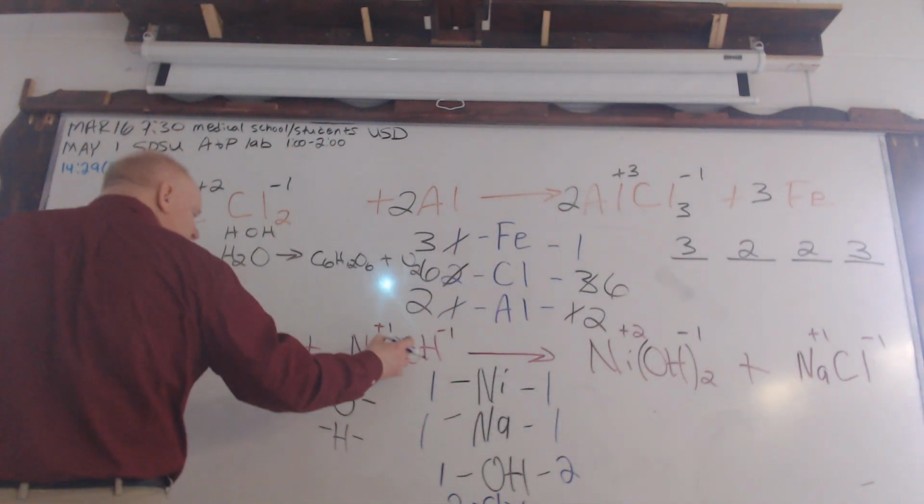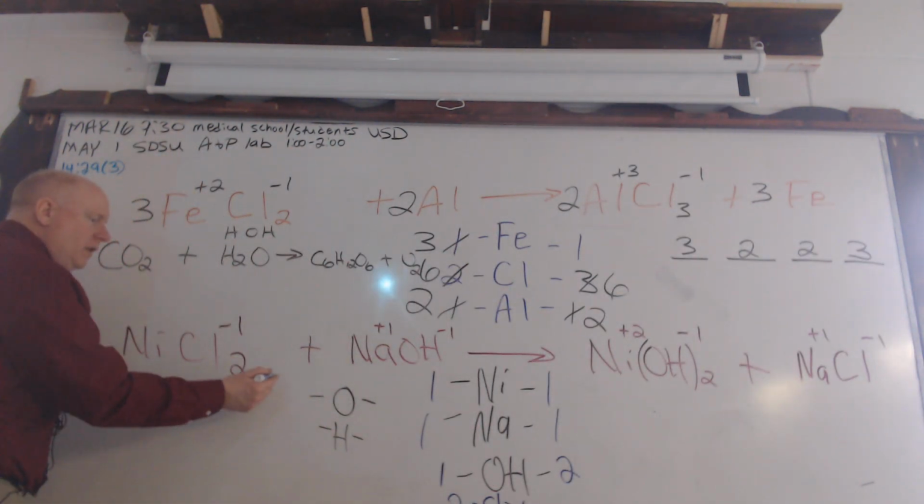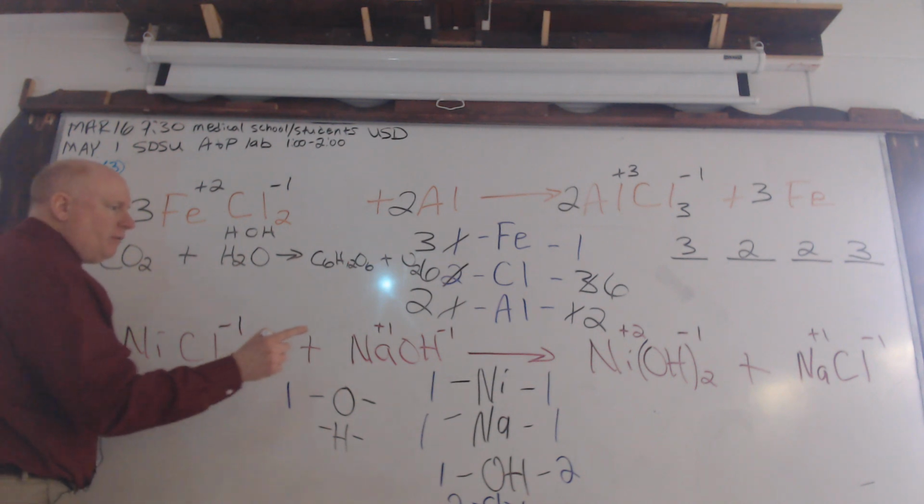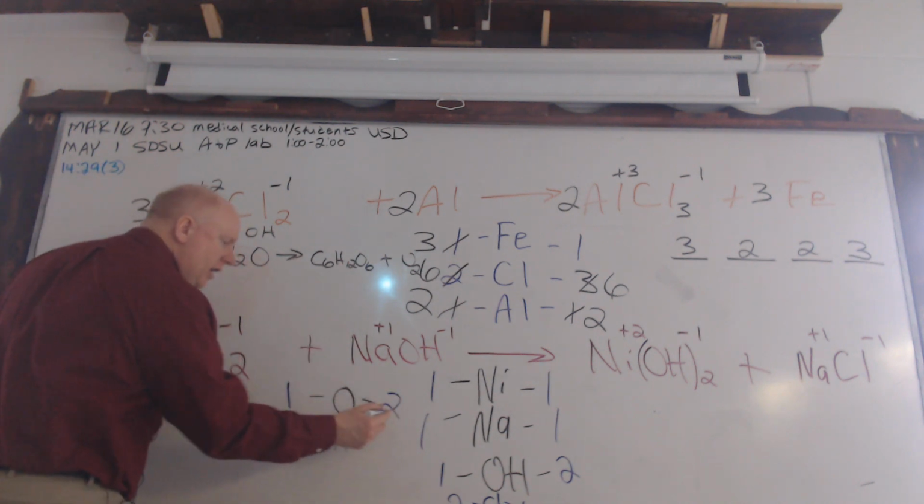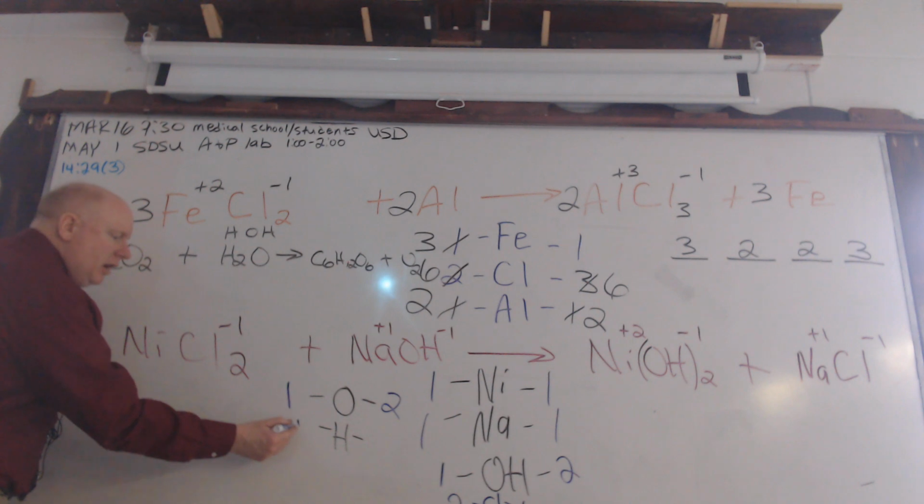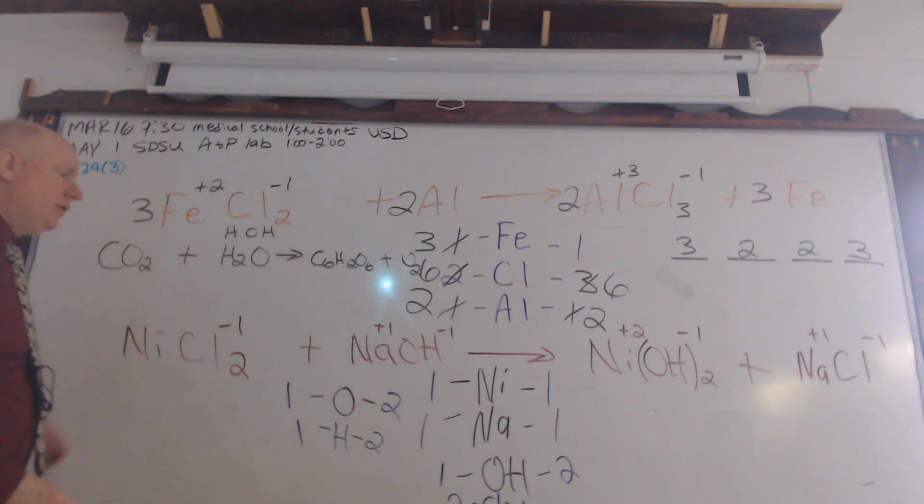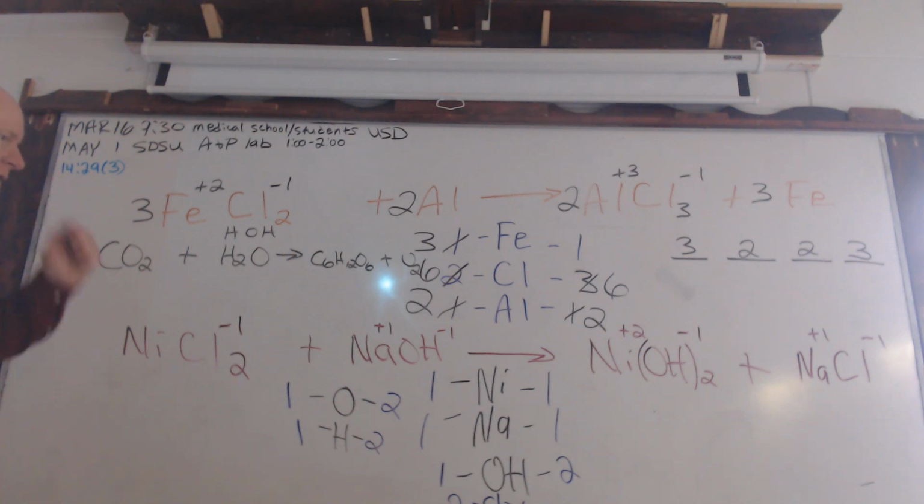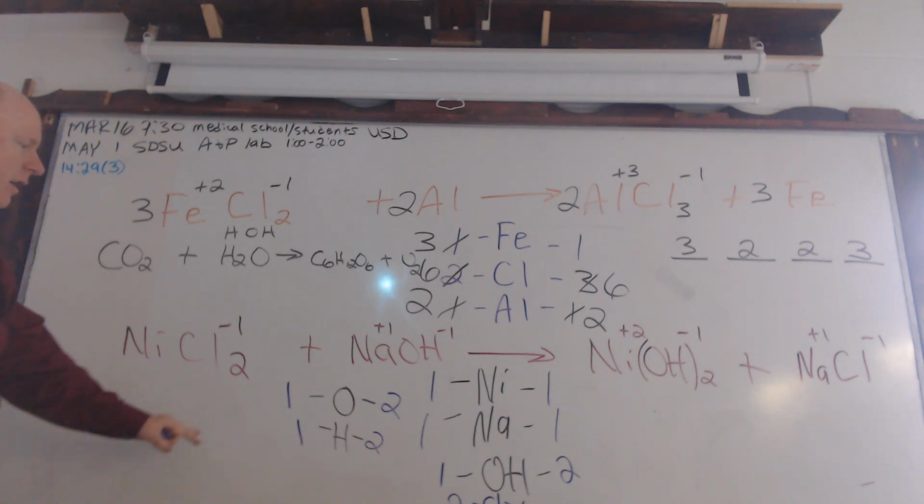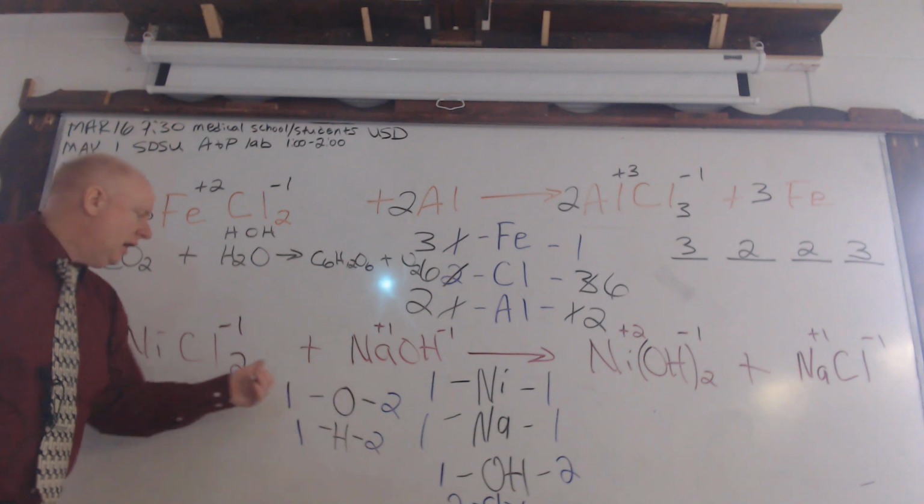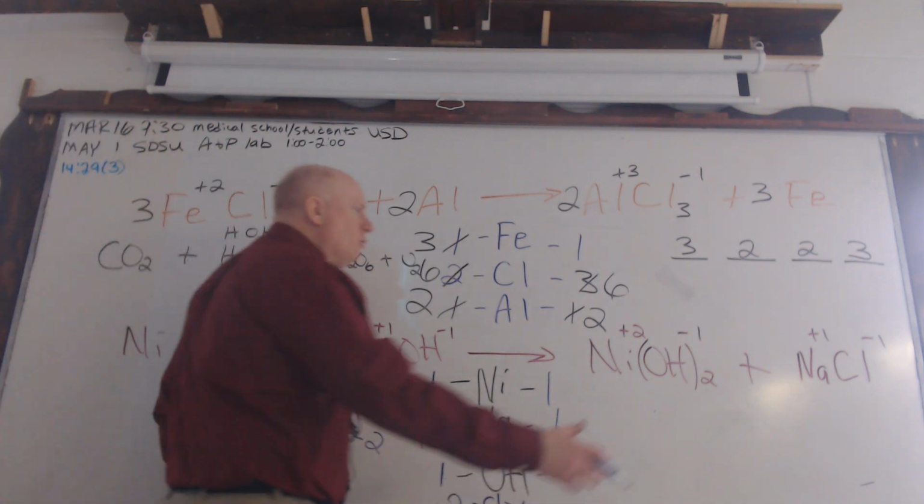How many oxygens are on the left side? How many oxygens are on the right side? 2. How many hydrogens are on the left? 1. How many hydrogens over here? 2. Okay? So it looks to me like there's only one place to start, and that's with your chlorines, because you have 2 on the left side and only 1 over here.